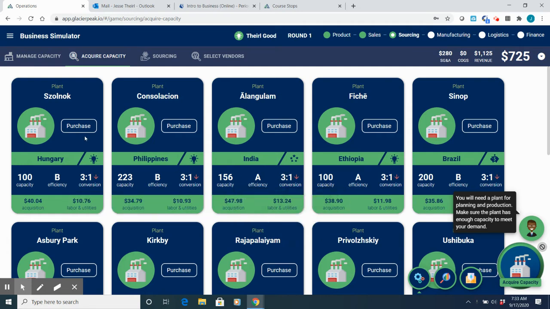Just to give you a quick overview of what you're looking at, you have a choice of different factories here. Capacity is the finished number of products that this plant can produce. So when you think about your demand, hopefully your demand continues to go up throughout the simulation. You want to find somewhere that can at least produce enough to satisfy your market demand.